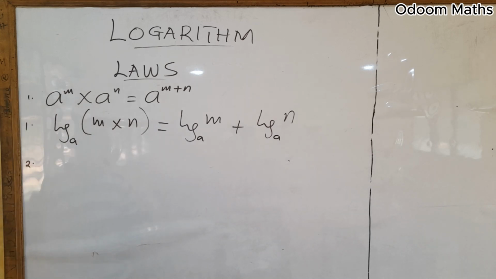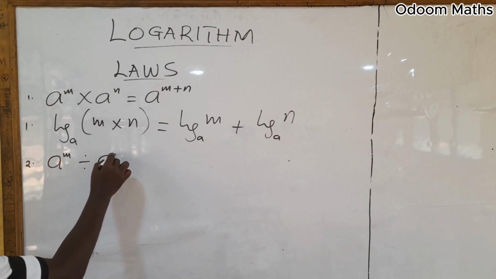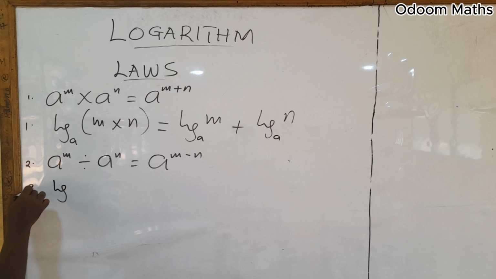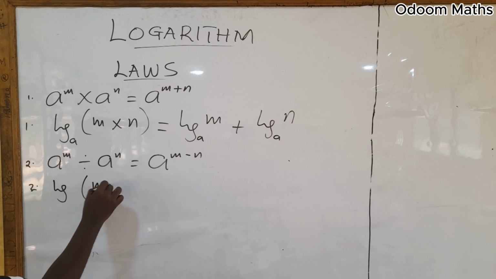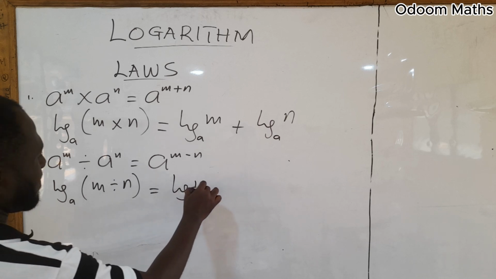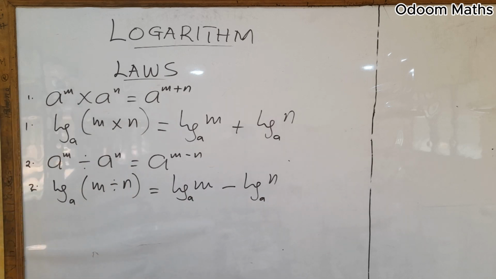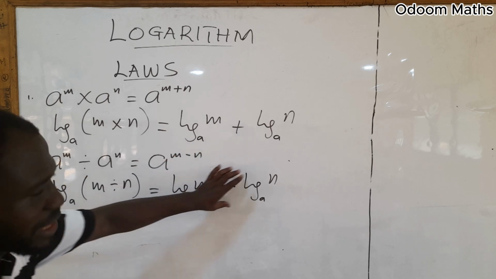But before then, let's check that of the second law of indices, which says a to the power m divided by a to the power n becomes a to the power m minus n. Okay, now in logarithm, this is going to be log of m divided by n with a common base a, and that is going to be log m base a minus log n base a. Okay, so the first one is in indices, then the second one is in logarithm.